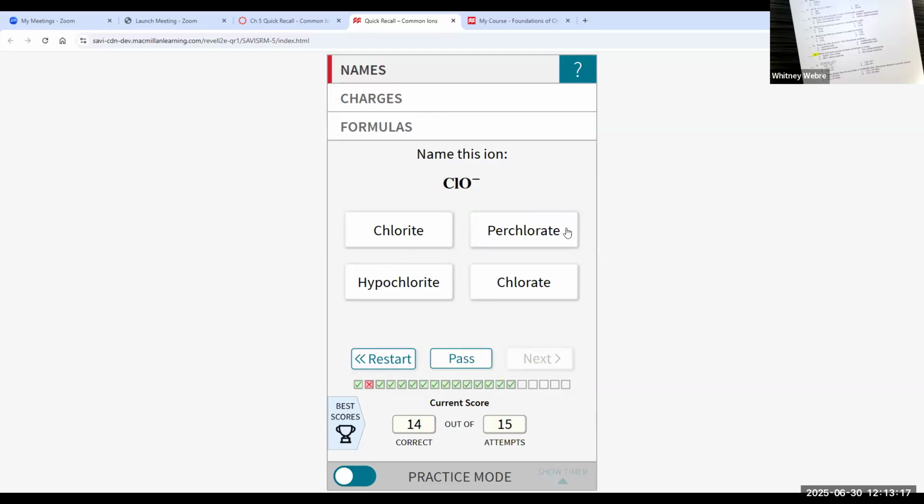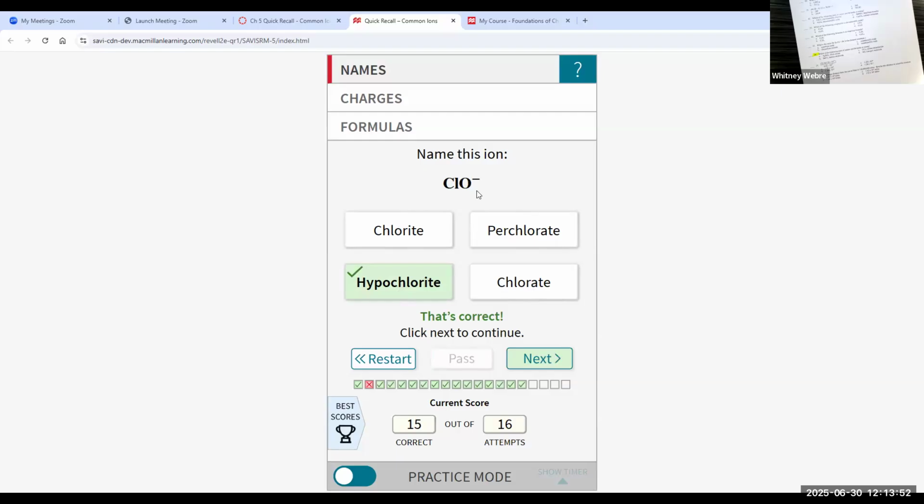Ooh, let's see if we remember everything. If you don't know it off the top of your head, tell me which one it is not. It's not perchlorate because that's ClO4. What else is it not? It's not chlorite because it's not ClO2 minus. Which one is it not? It's not chlorate because it's not ClO3 minus, and that leaves you one option. So that's how you want to answer these if you don't have it quite memorized yet.